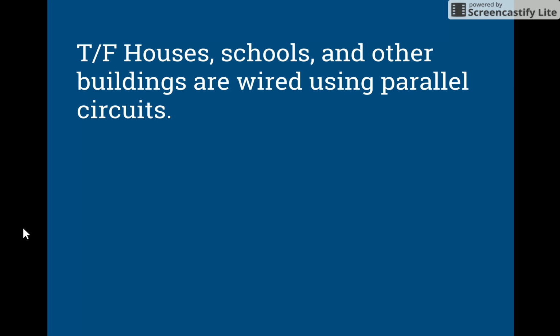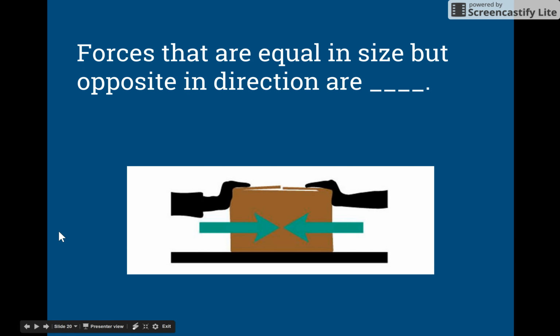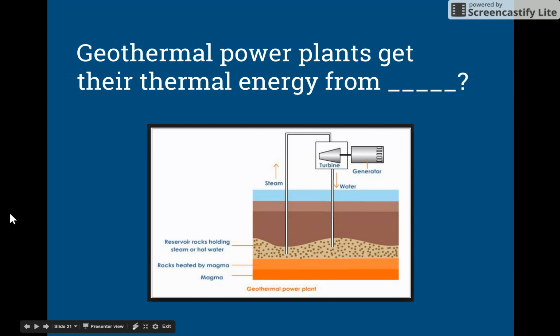Houses, schools, and other buildings are wired using parallel circuits. We know that they are parallel because you can turn one light off and the rest of the lights stay on. Forces that are equal in size but opposite in direction are balanced forces.